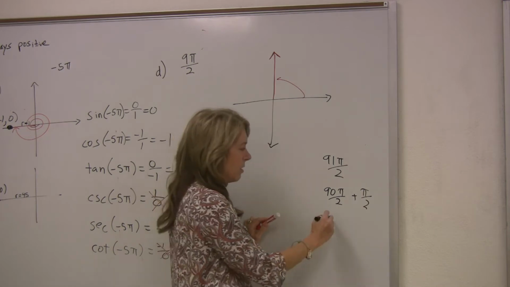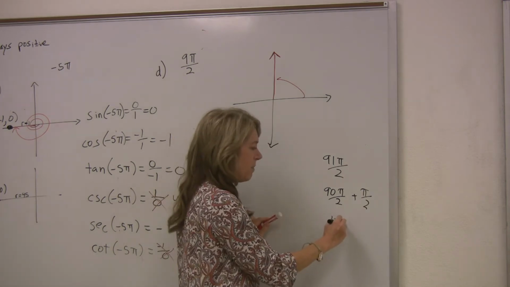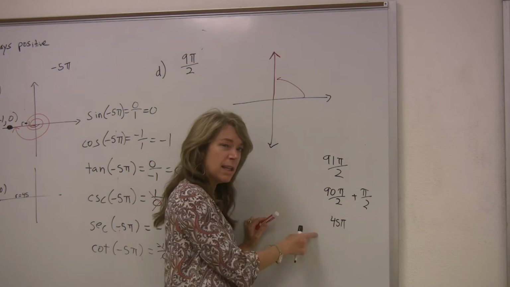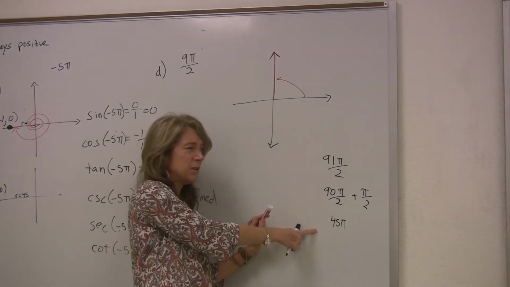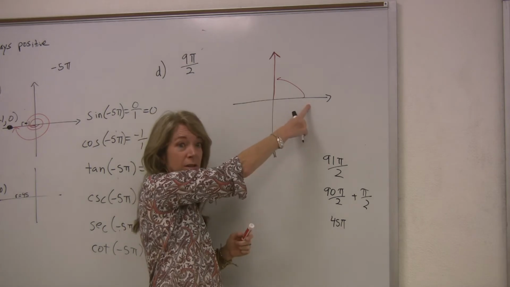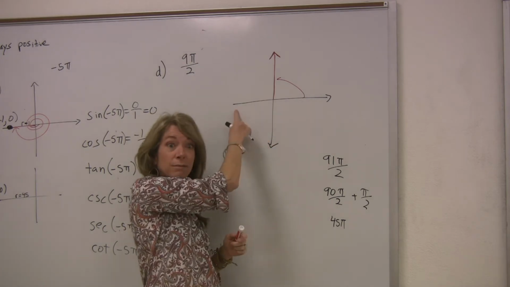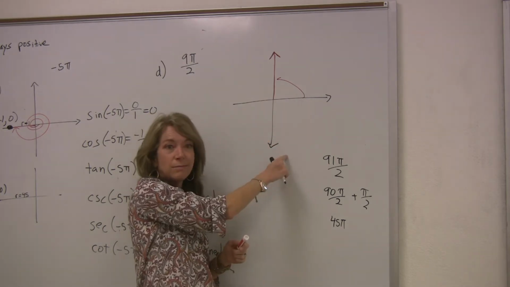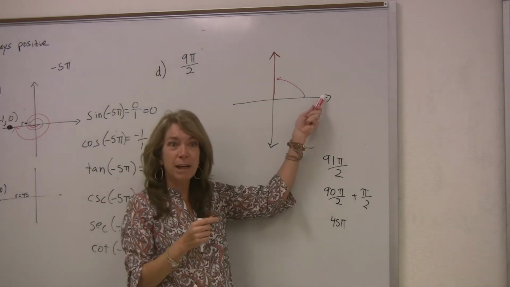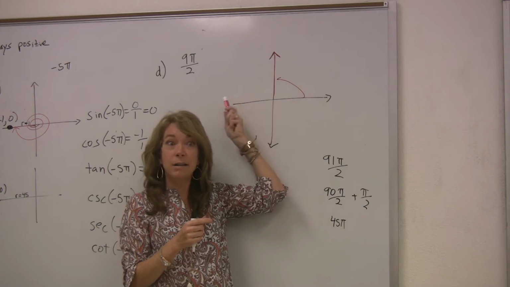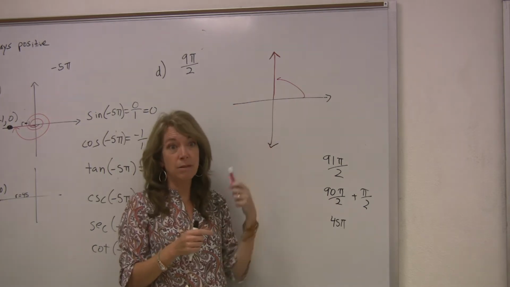And then, well, this is 45 pi, and this is an odd multiple of pi. If it's an odd multiple of pi, it's not going to end up here. Where's it going to end up? On the other side, over here, plus another pi over 2. So just look for multiples of pi. If it's even, you know you're going to stop here and then add something. If it's odd, you're going to end over here and then add something.